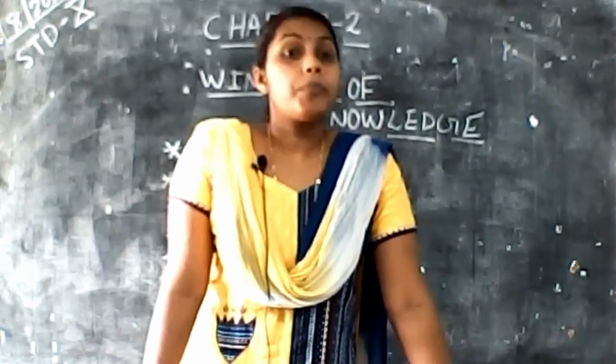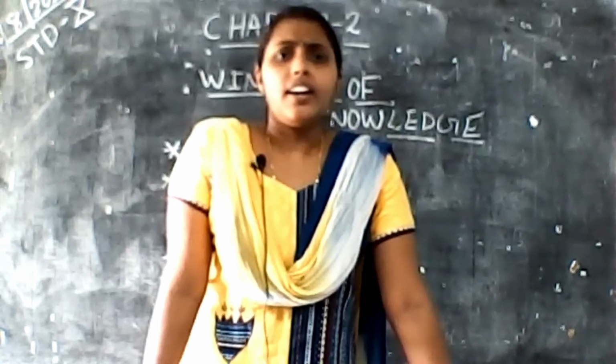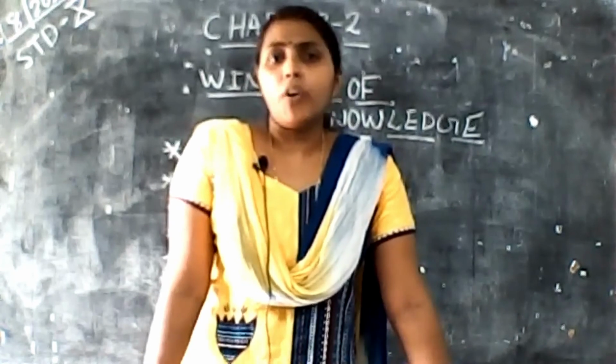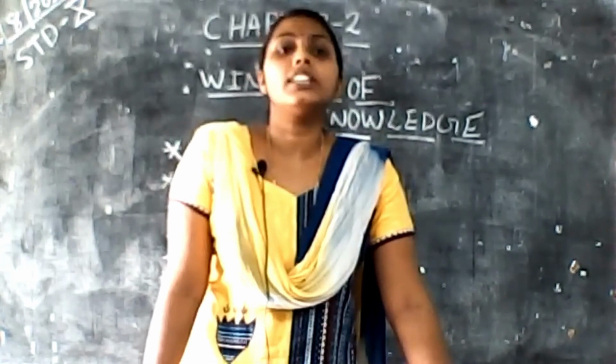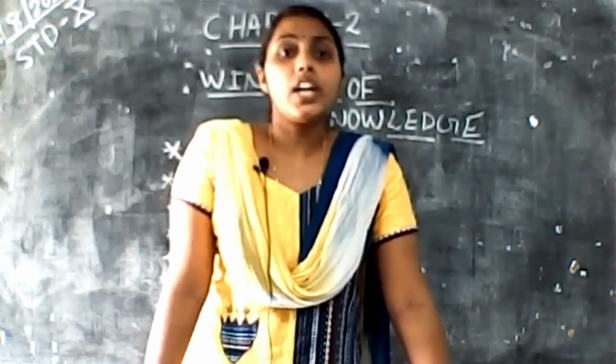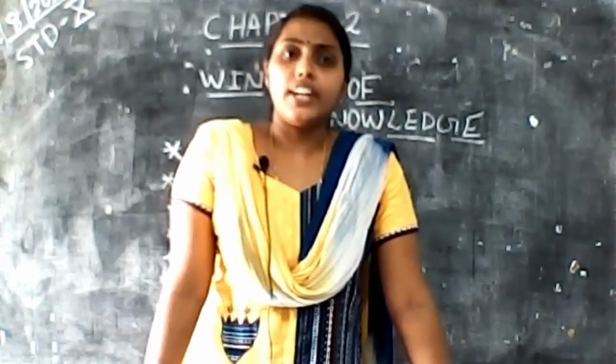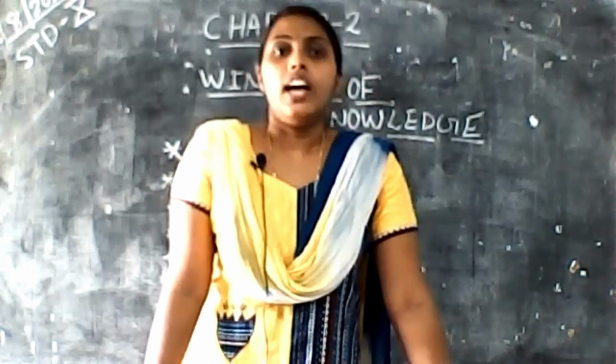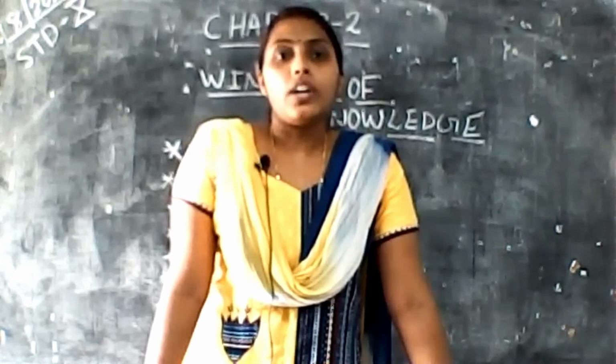And what is binocular vision? The images are formed in both of our eyes, and these images combine together in the visual area of the brain to form a three-dimensional single image. And this is known as binocular vision.